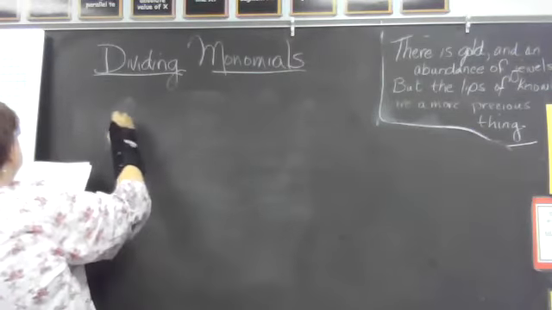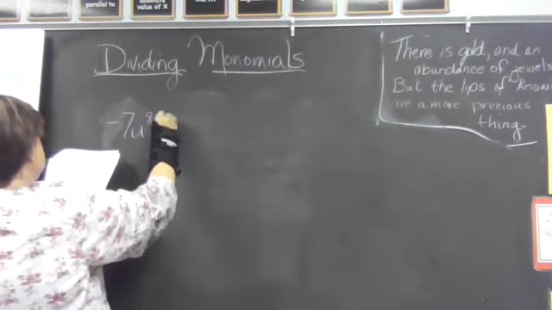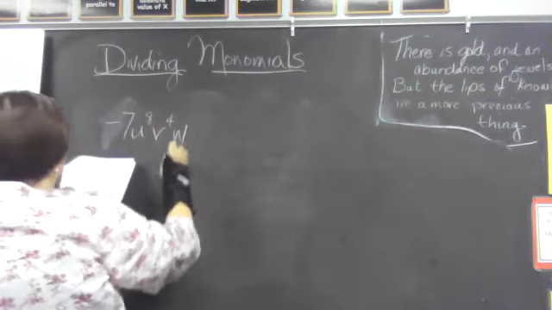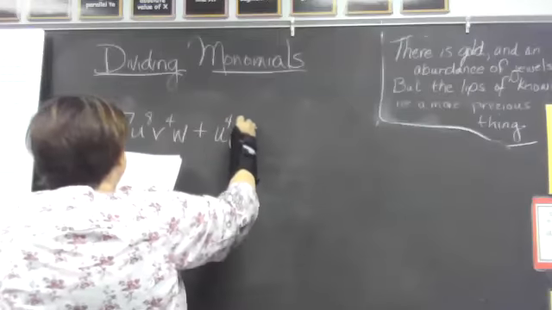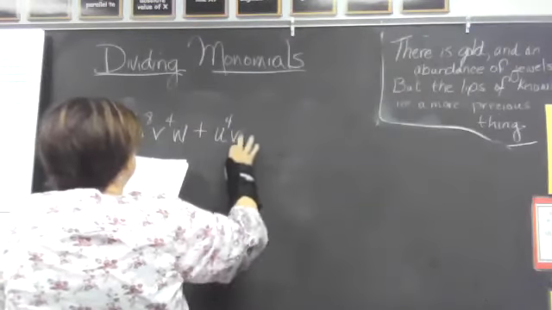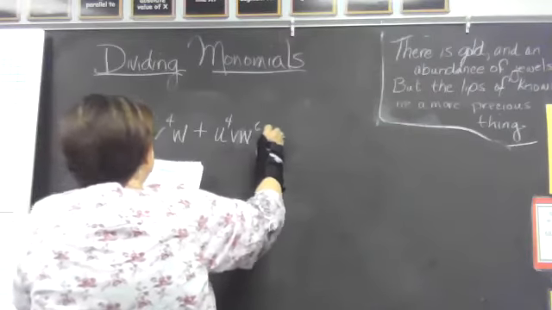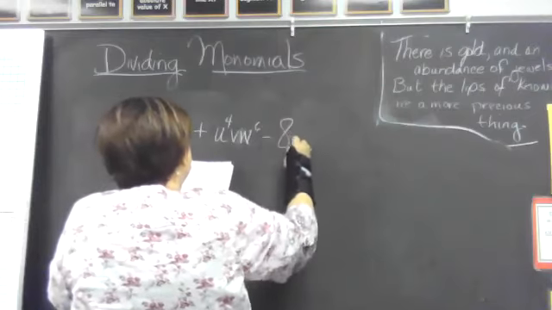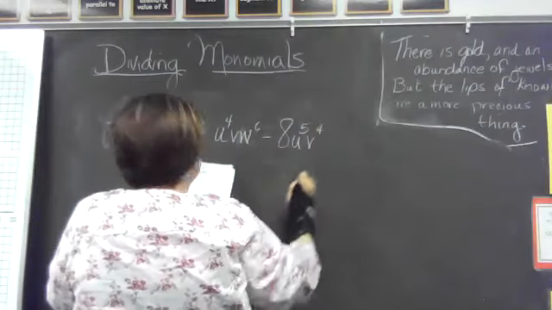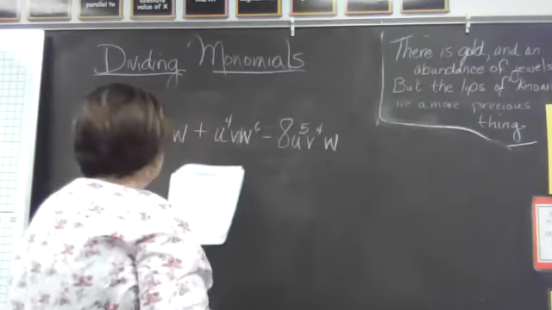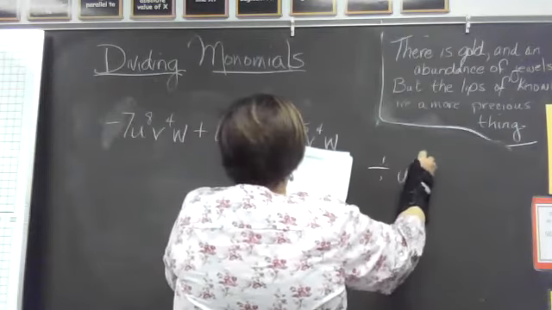Okay, this is number 3. -7u^8 b^4 w plus u^4 b^4 w^6 minus 8u^5 b^4 w. And it says that this entire polynomial is going to be divided by u^4 b w.